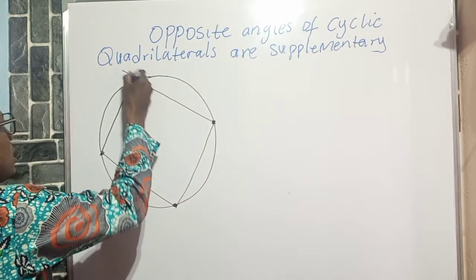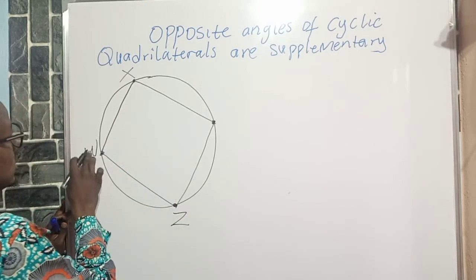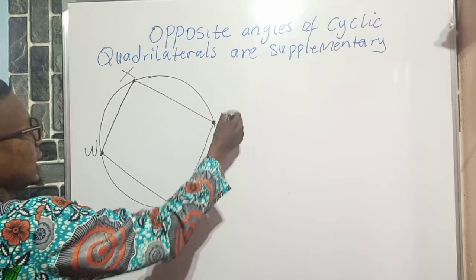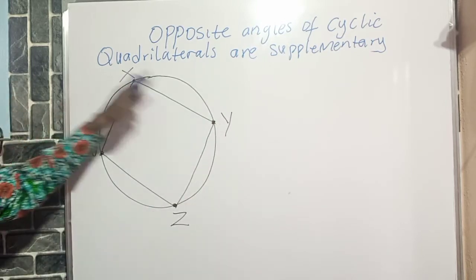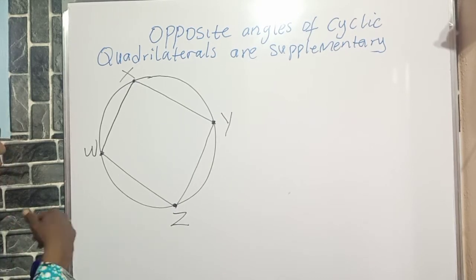Okay, let's call the vertices W, X, Y, and Z. So WXYZ is the name we call this cyclic quadrilateral.